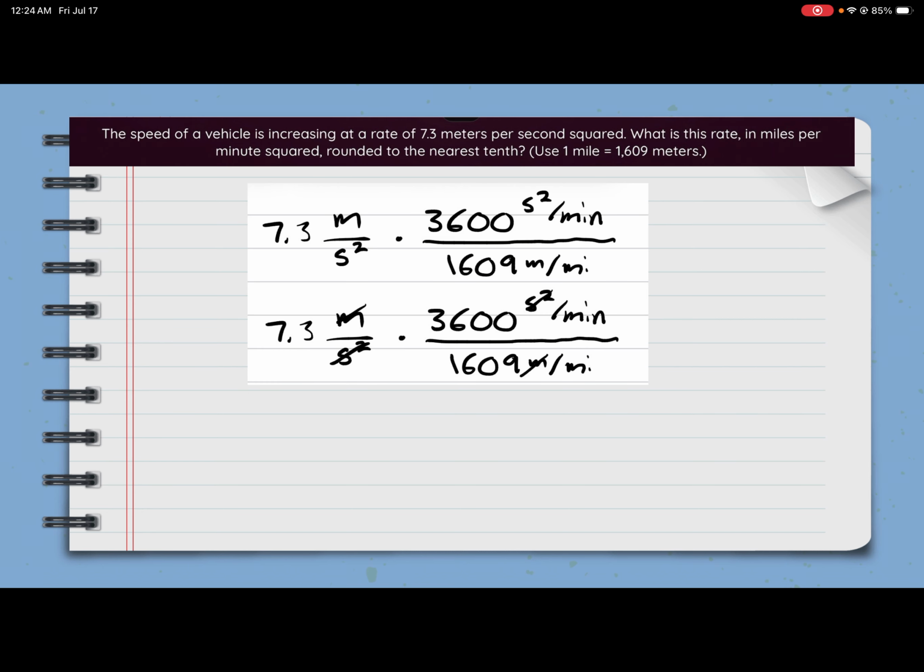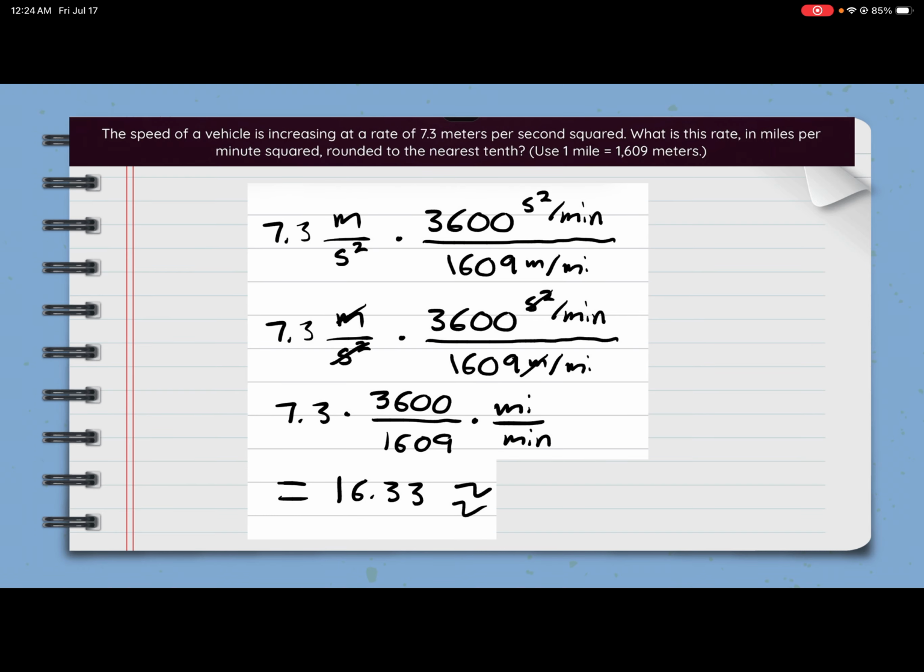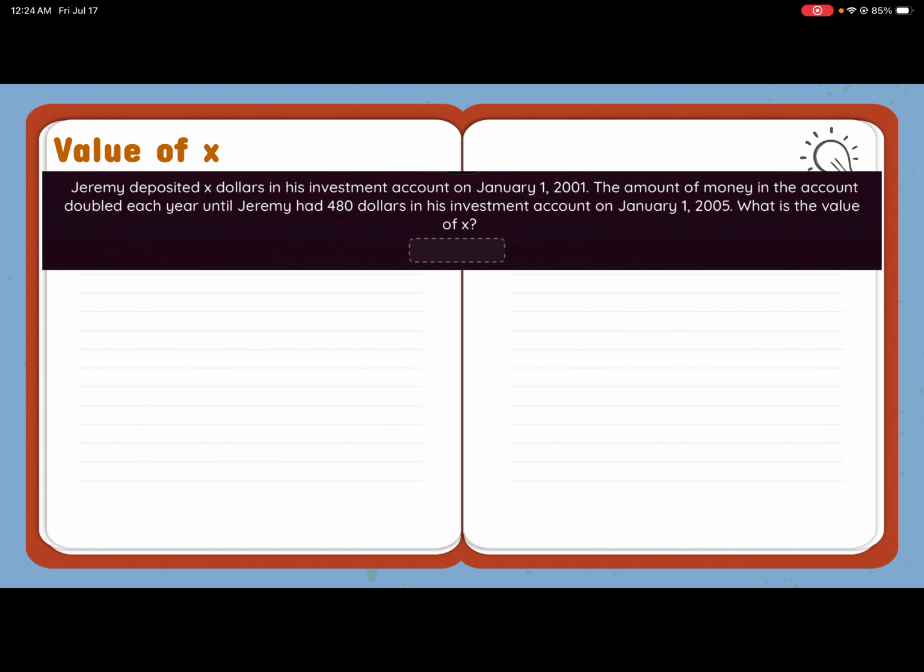So this will happen. And that way we can round to the nearest tenth, which is 16.3. Okay, Jeremy deposited x dollars in his investment account in 2001, and his money doubled each year until he had $480 in 2005. What is the value of x?